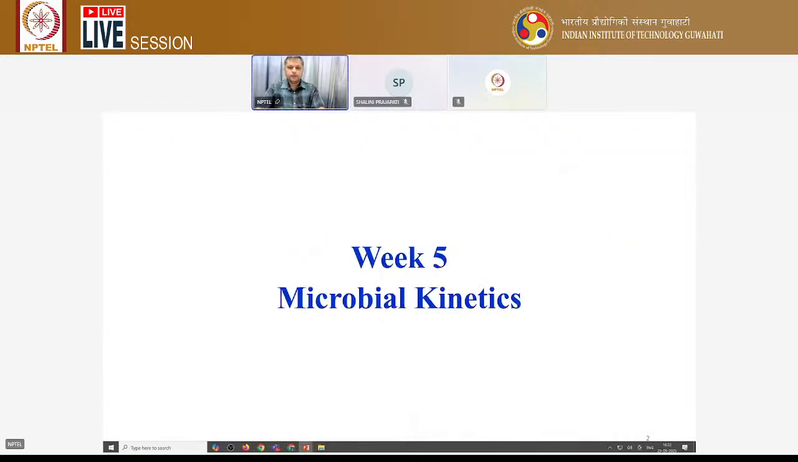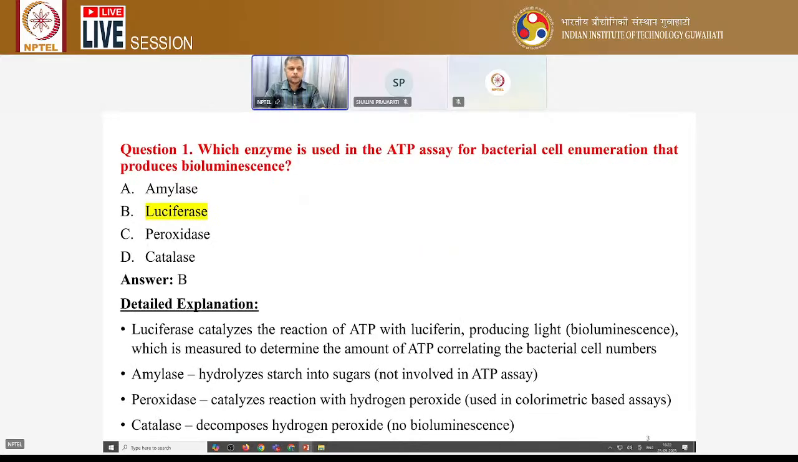Now, week 5 was microbial kinetics. So we'll start with week 5. The first question was, which enzyme is used in the ATP assay for bacterial cell enumeration that produces bioluminescence? The options were amylase, luciferase, peroxidase, and catalase.